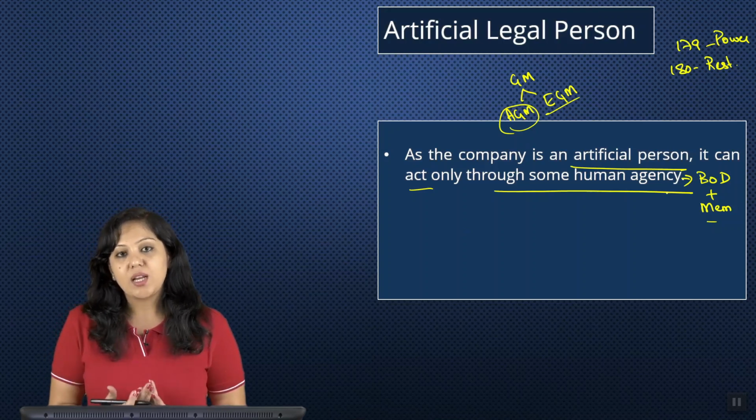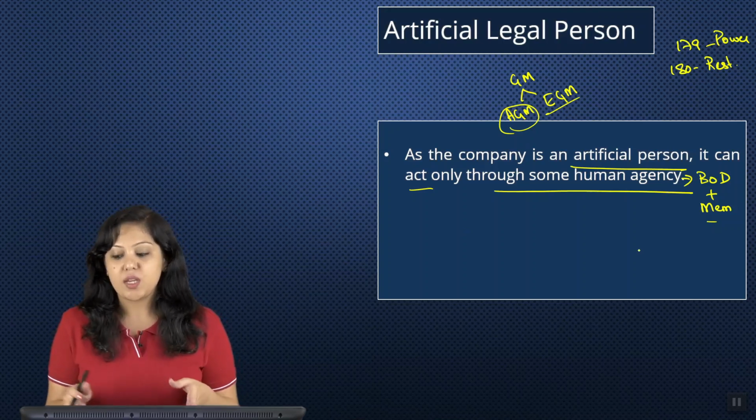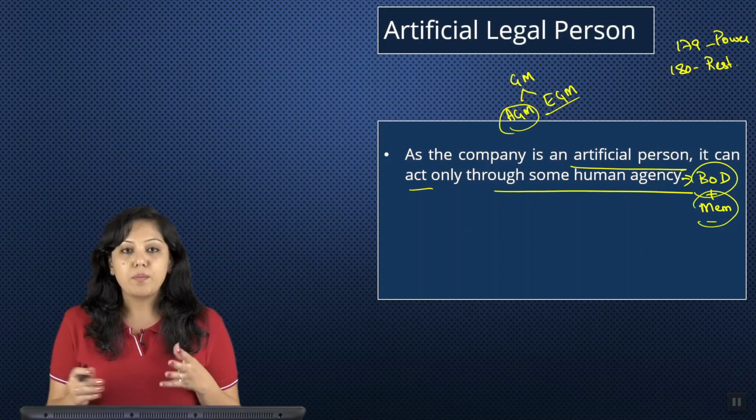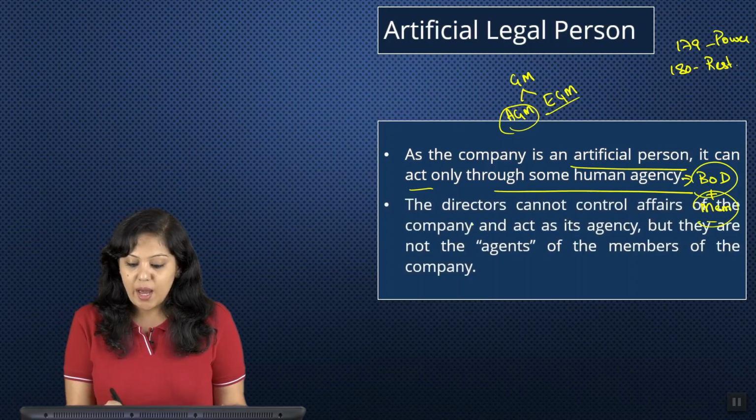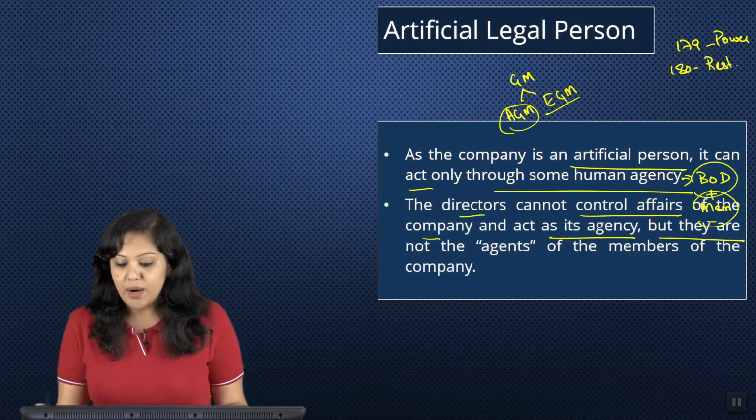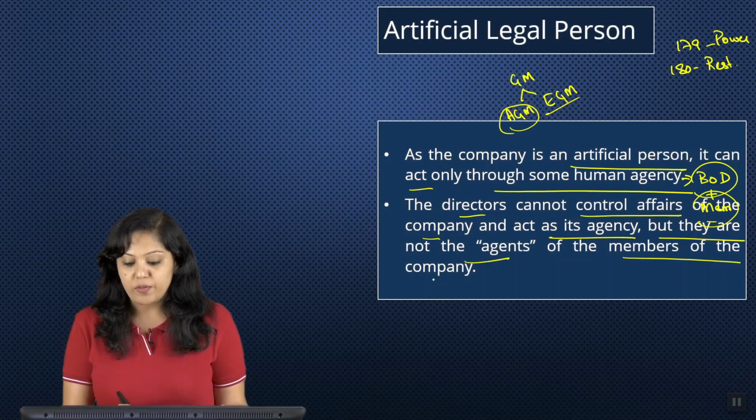All these actions are taken by the human agency. It could be either the board or members depending on the decision. Okay. Next, the directors cannot control the affairs of the company and act as its agency, but they are not the agents of the members of the company.